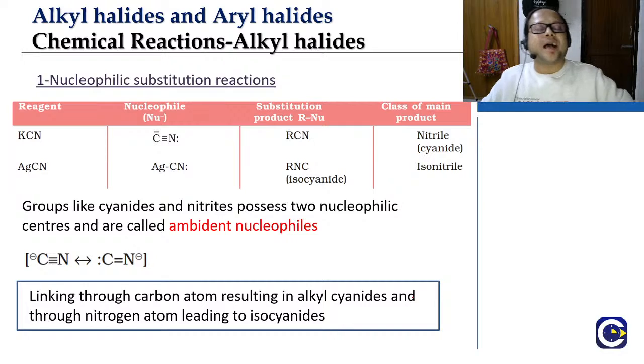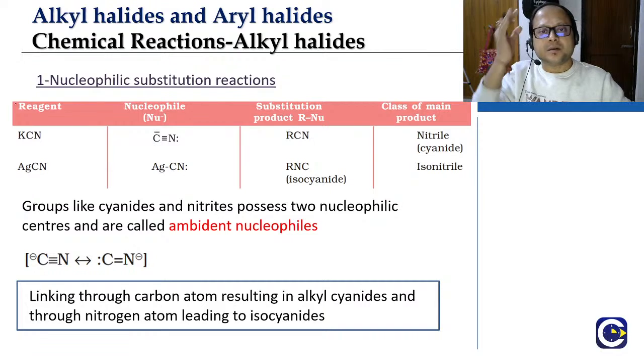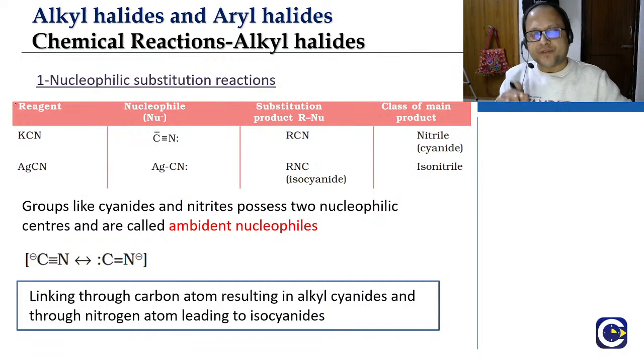Now there is something called ambident nucleophiles. What are ambident nucleophiles? These are the nucleophiles where you can have more than one atom for attacking on the substrate, right? But please remember it is only one atom at a time. It's not that more than one atom is going to attack. So either atom A or atom B will attack at any given point of time, and hence the outputs are different. One good example is potassium cyanide and silver cyanide.